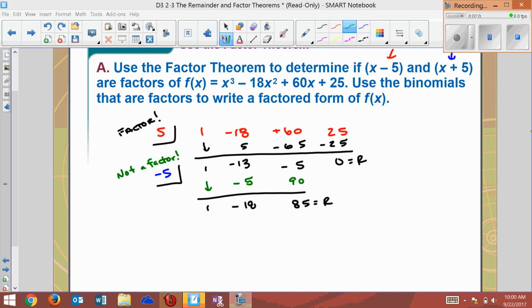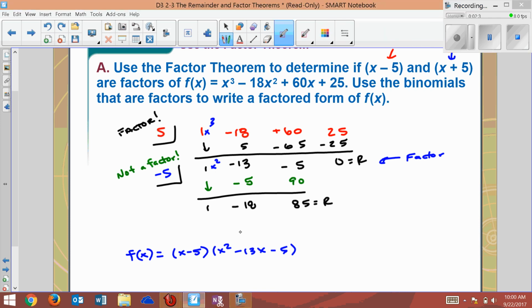So the factored form of f of x, you could say that f of x would equal that original one, x minus 5. And we go back to here. There was our factor here. And so if I went back to that level, I would have this start off as an x cubed. So this is here an x squared. So we'd have x squared minus 13x minus 5. This would be my factored form. And you could try to factor that further, but you'll find out if you try to do the x method, you couldn't factor that any further.